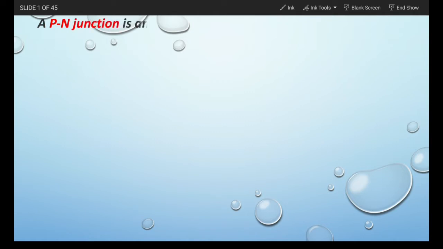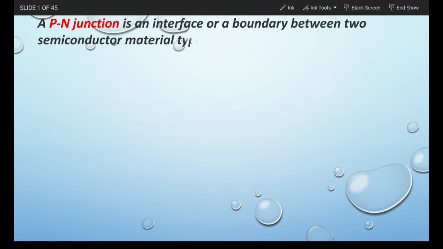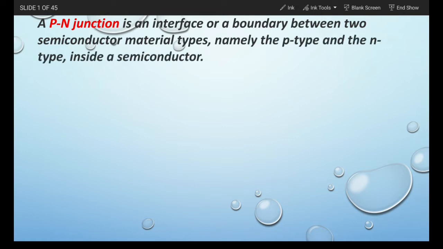So today we will discuss a very important topic: the PN junction diode. So let's start. What is a PN junction diode? Basically, a PN junction diode is produced when one side of an intrinsic semiconductor is doped with donor and the other side is doped with acceptor impurities.